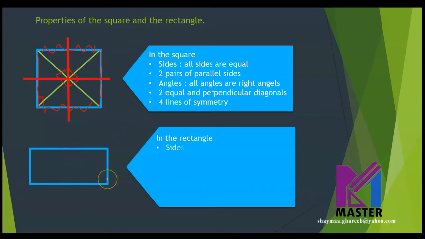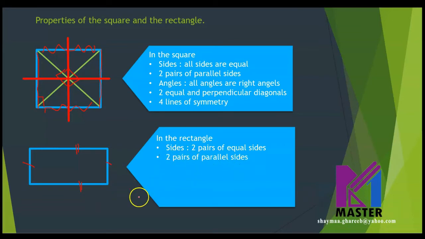In the rectangle, 2 pairs of equal sides. I don't say two equal sides. No, two pairs of equal sides. This side is equal to this side, and we call them one pair. And this side is equal to this side, and we call it one pair. So in total, we have two pairs of equal sides.